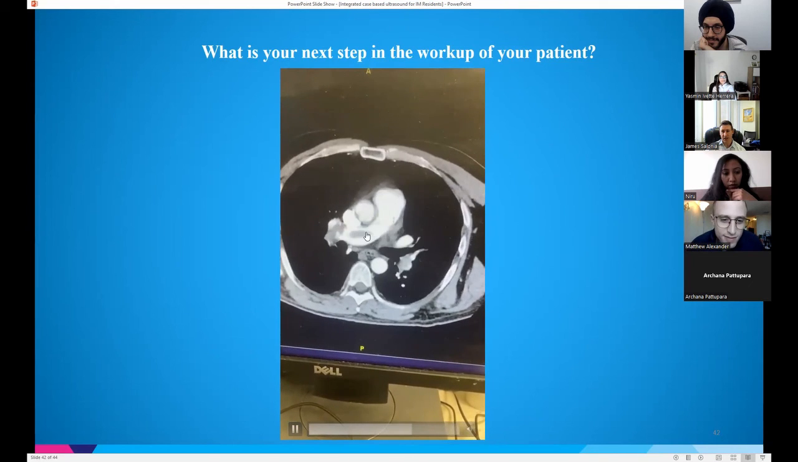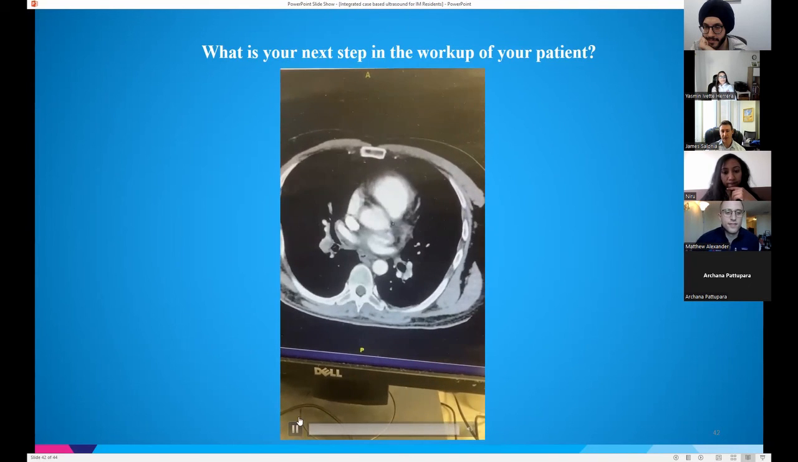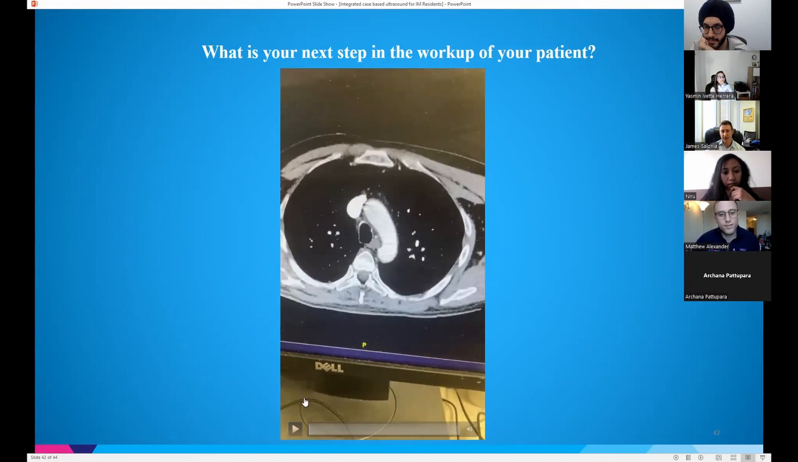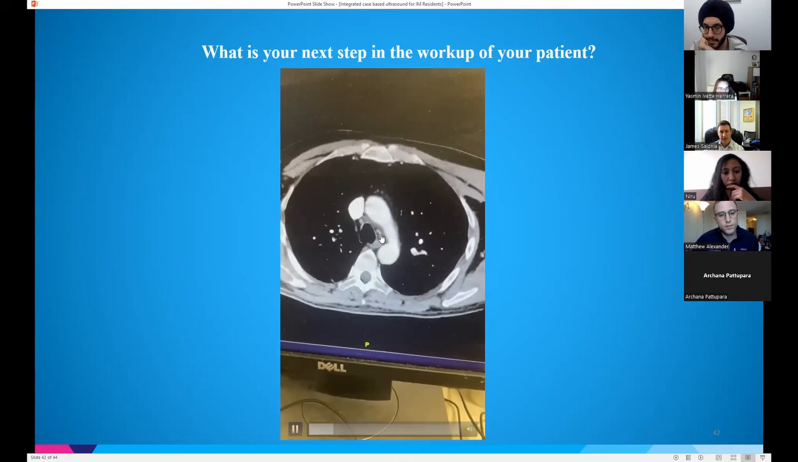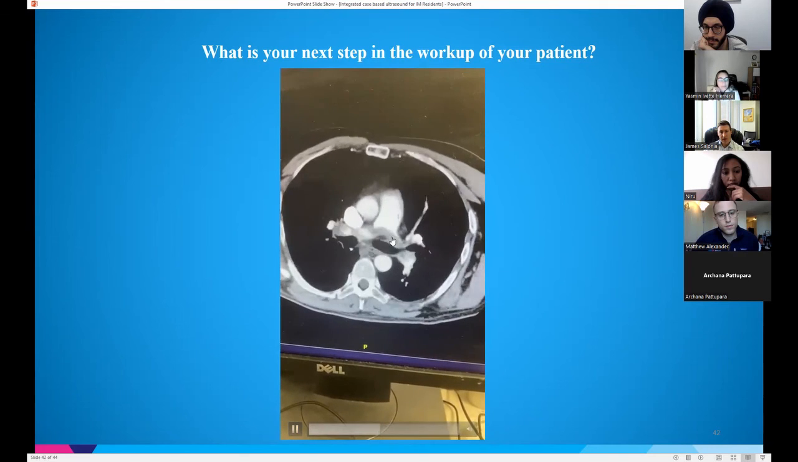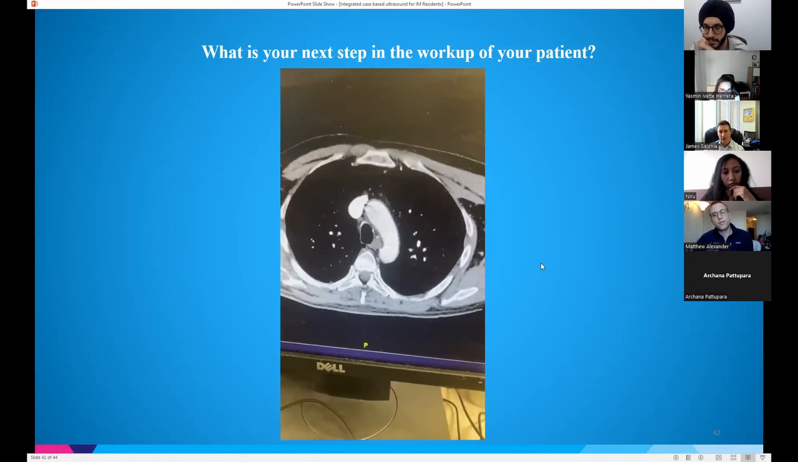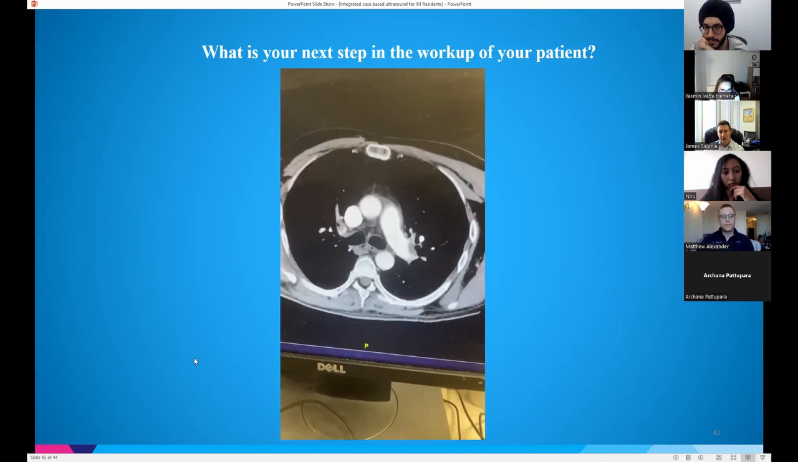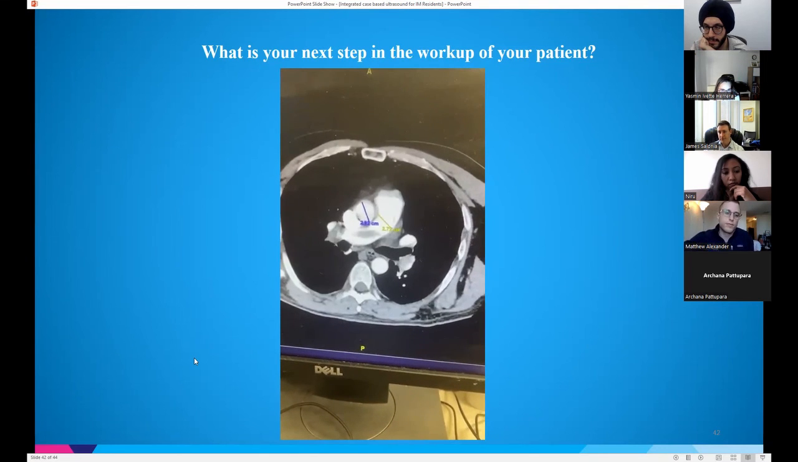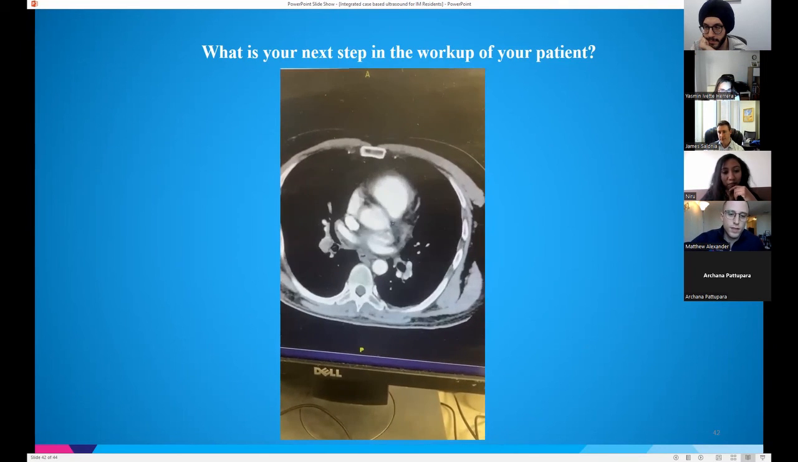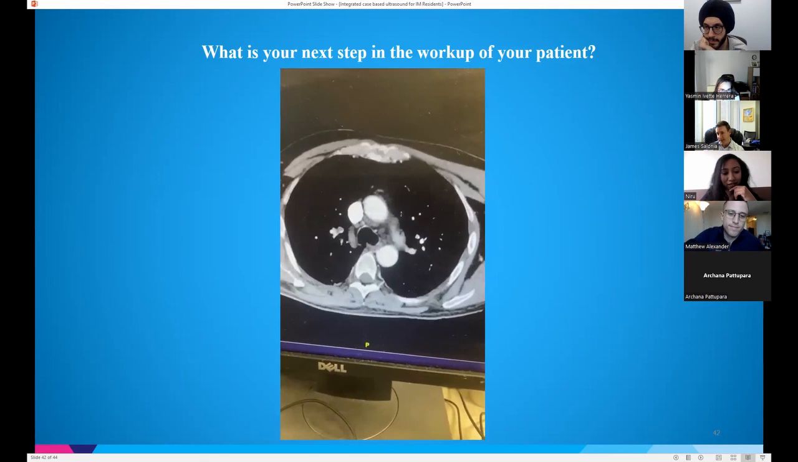And there you see, obviously, a saddle embolus sitting on the main pulmonary artery. Hold on, now it's freezing on me. There's the main pulmonary artery, left, right. You see that saddle embolus, dilated pulmonary artery. So how do you manage this patient? Activate PERT. Activate PERT, yes.